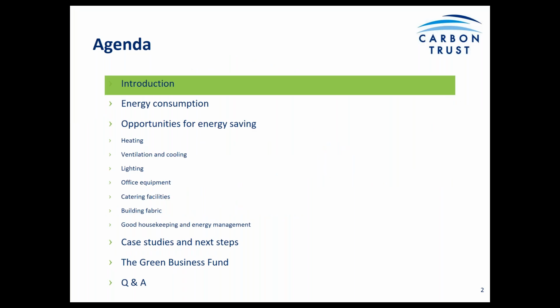So here's the agenda for today's session. We'll start with a brief introduction, then we'll look in general terms at energy consumption in charity and community-run buildings. Following this, we'll move on to explain the key opportunities for energy saving within these buildings, including heating, ventilation and cooling, lighting, office equipment, catering facilities, building fabric, and we'll also have a very brief look at energy management. Then we'll introduce some case study examples.